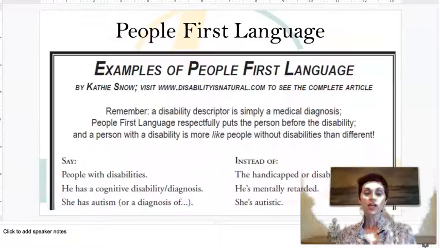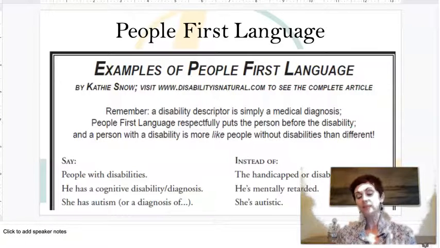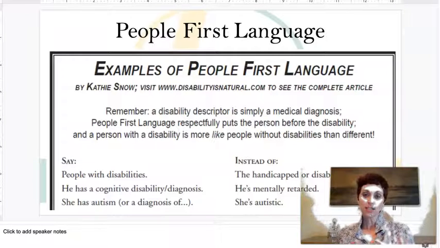Before we get started, I want to cover People First Language again and help us all to understand that the words we use to describe people do in fact have an impact on the way that we see them. And this is very important for us as educators because the way that we see people, not consciously, but it does impact the expectations we have for those people. And as educators, it's important for us to have high expectations for all of our students, including students with disabilities.